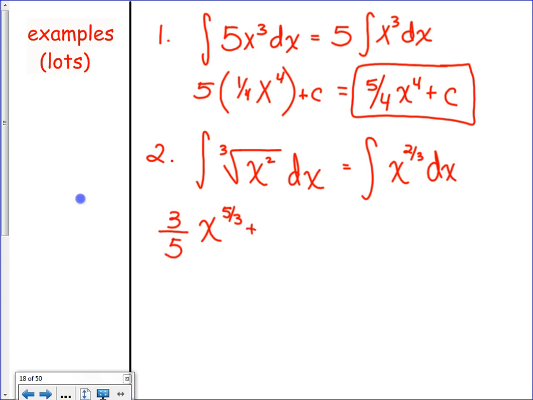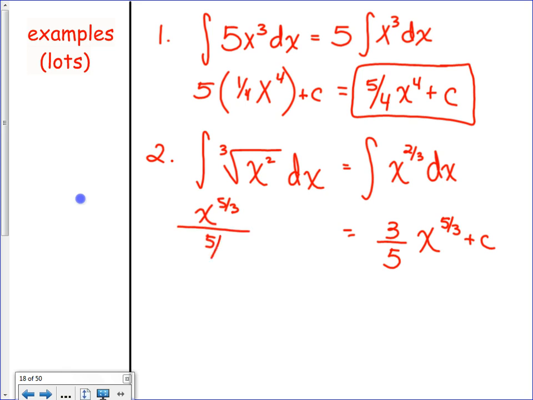Wait, maybe that was too fast. So what's the in between? X to the 5/3 divided by 5/3, that's the power rule, right? Up for integration. So add 1, divide by, when I bring it down it cancels, but what's it going to look like if I'm trying to simplify? Multiply by the reciprocal.